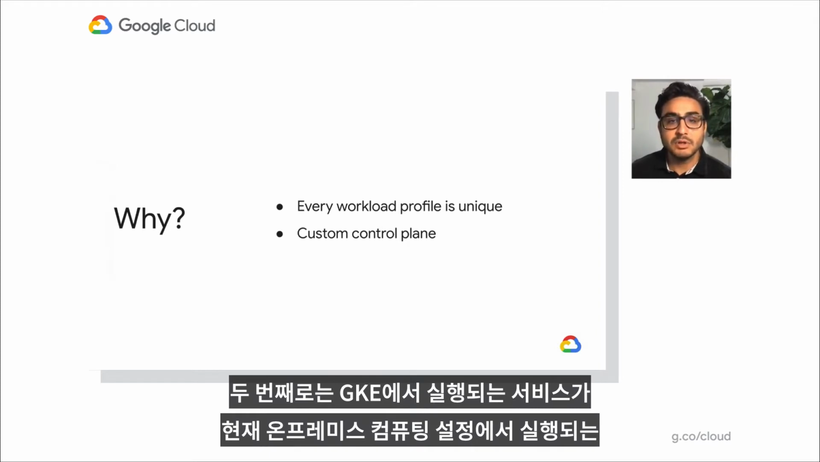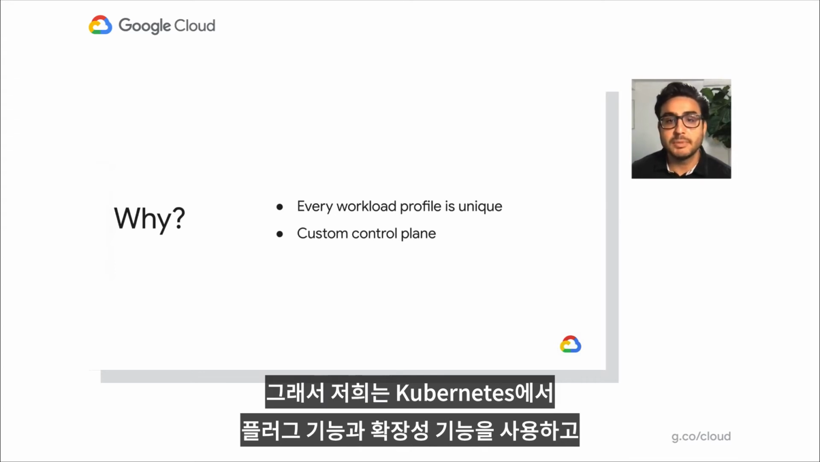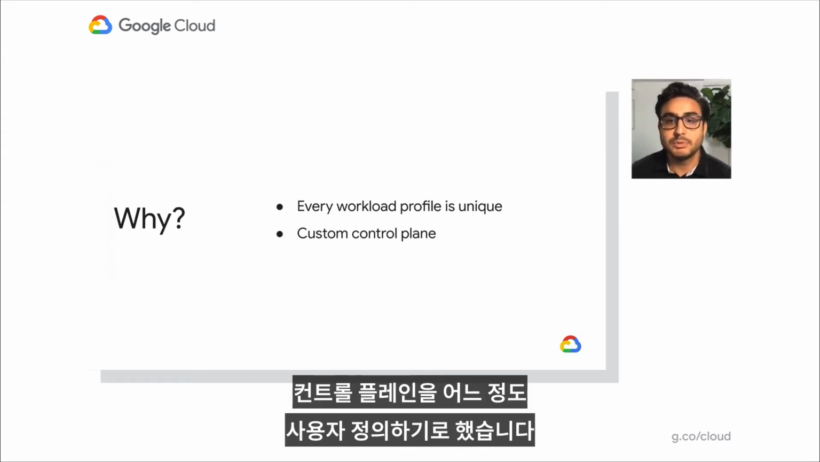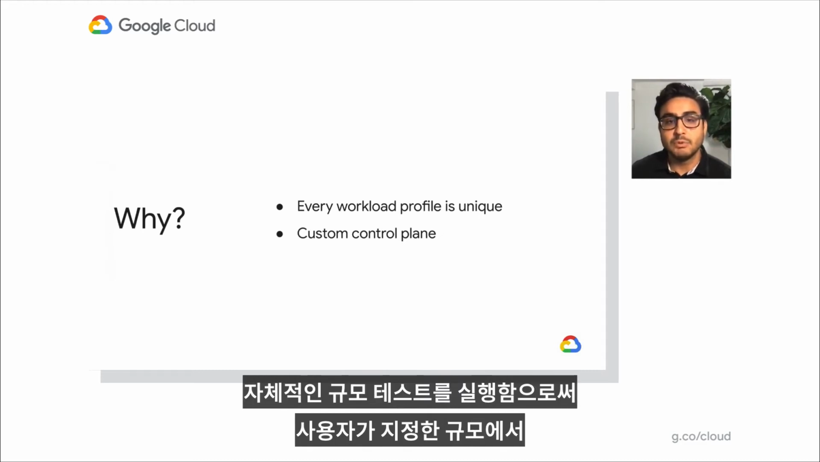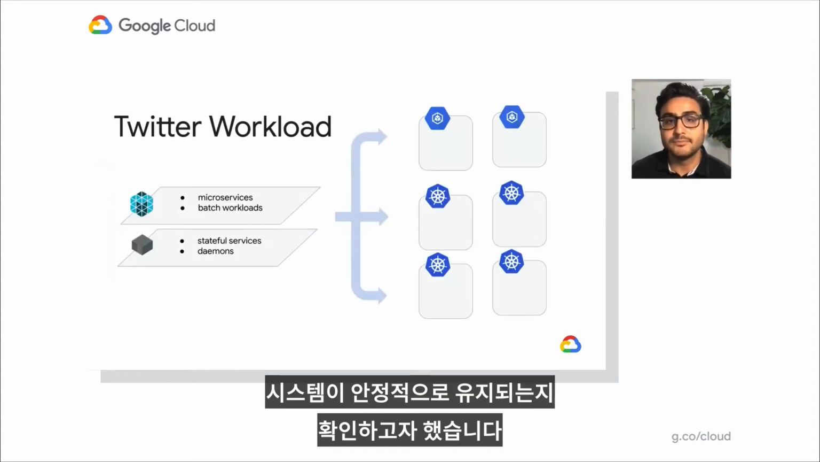Second, we wanted the services running on GKE to work seamlessly with services running on our current compute setup on premise. So we decided to use pluggability and extensibility features in Kubernetes and somewhat heavily customize the control plane. We wanted to run our own scale test to make sure that our customization will also stay stable at scale.